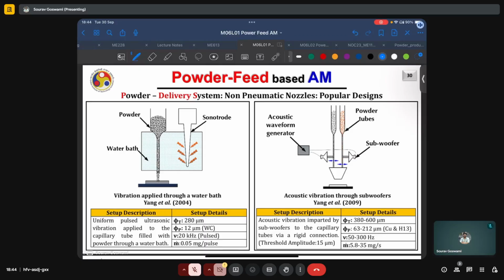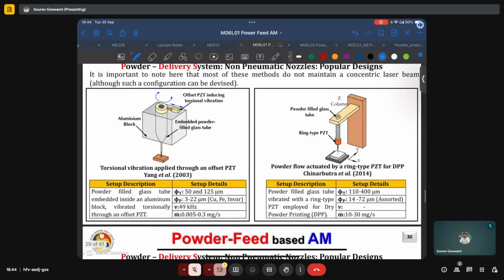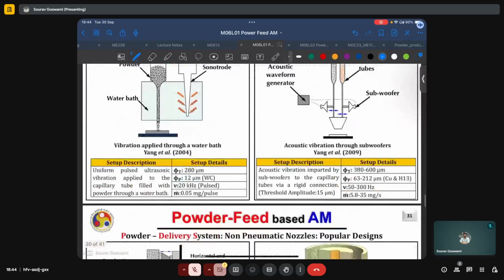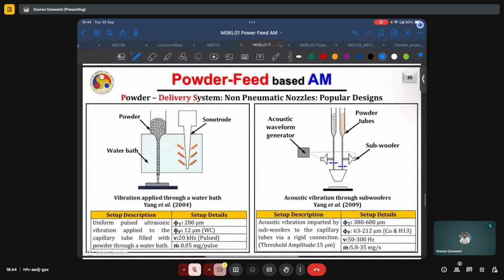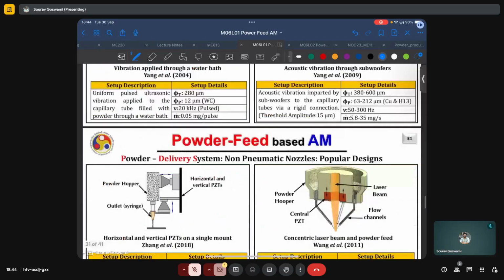The frequency of vibration, because it is audible sound, is far lower. In all previous cases, it was ultrasonic, or of the frequency of kilohertz, whereas in this case, it is between 50 to 300 hertz only. And the powder mass flow rate is 5.8 to 35 milligrams per second.